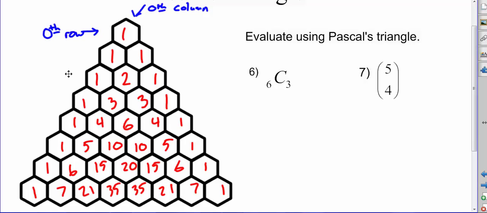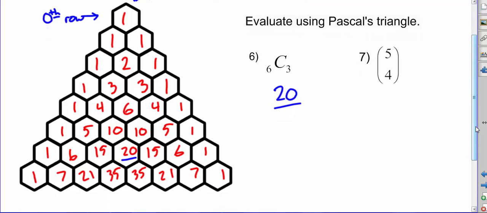So when we see 6C3, that means I need to go to row 6. Well, that's 0. There's 1, 2, 3, 4, 5, 6. By the way, little hint, second number is 6. That's row 6. And then we need to go to the third column. Now the weird thing is it starts with 0. So there's 0, there's 1, there's 2, there's 3. So we'd be talking about that number right there. It's 20. You could do the same thing if you wanted to check that. You could plug it in the calculator, or you could just evaluate it by hand. But we can use Pascal's triangle to evaluate.